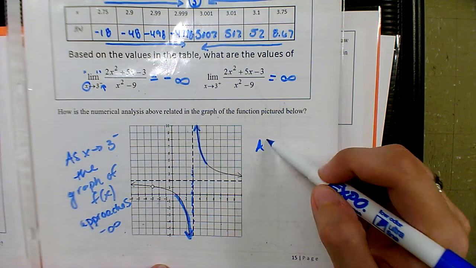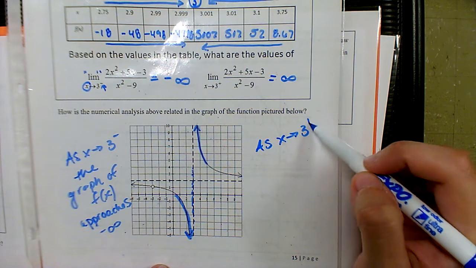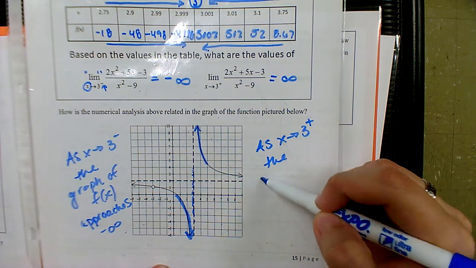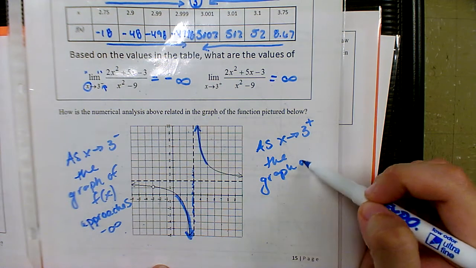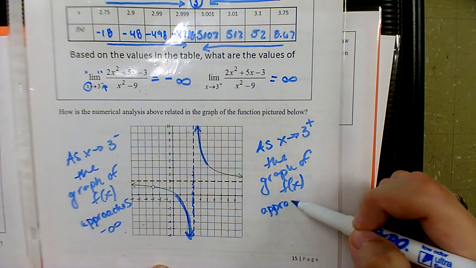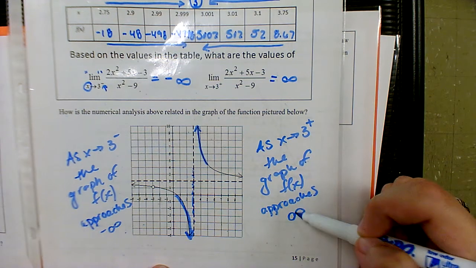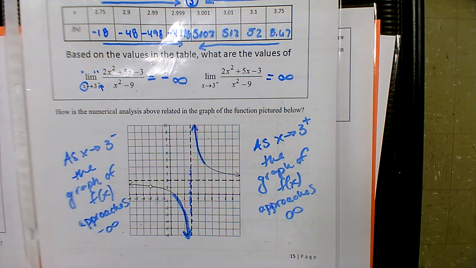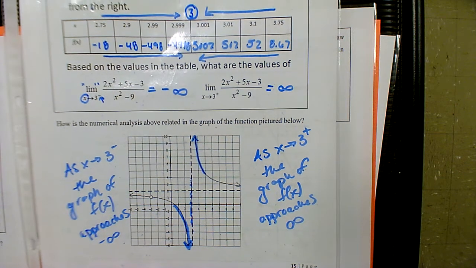Okay, and similarly on the right-hand side, as x approaches 3 from the right, the graph of f of x, we could say approaches positive infinity, or you can say continues upward forever. Okay, similar idea. We didn't lose it from yesterday? At least not yet, right?